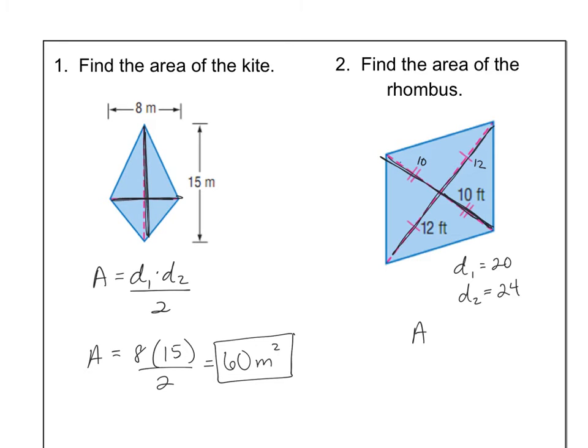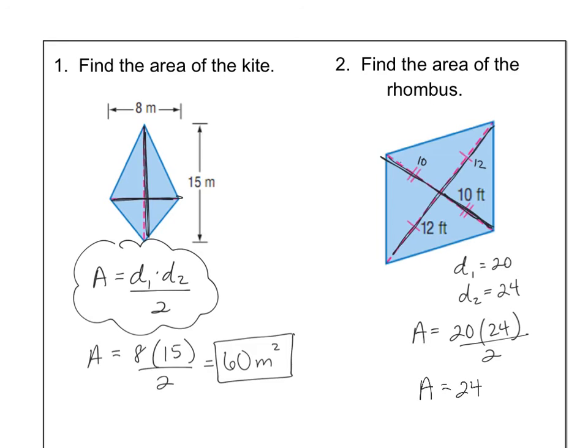So formula, diagonal 1 times diagonal 2, it's over here on the other side of the screen. So we're going to do 20 times 24, and then don't forget, divide by 2. So if we type that in our calculator, you should get 240, and it would be feet squared.